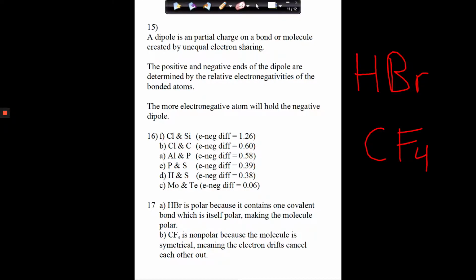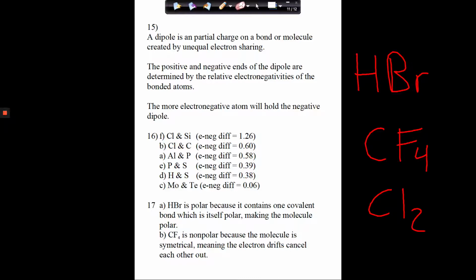Then, guys, this, CF4. A little more of a stretch, but I'm going to tell you right now it's not polar. Why? Because it's symmetrical. But then we got to ask the question, why again? Guys, if you've got four things bonded around a central atom, what's its structure going to be? Tetrahedral. And if you've got something that's tetrahedral and all four things are the same, it's going to be symmetrical and not polar.